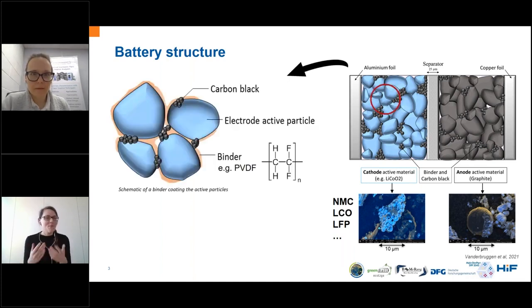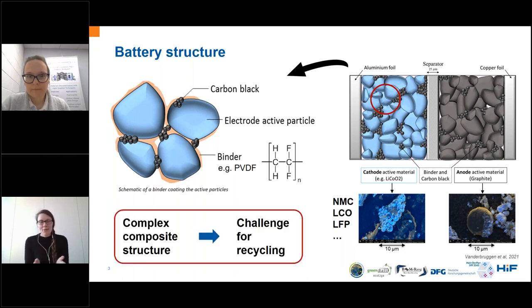And if we then zoom in a bit more, then on the left, you can see a structure. So the blue particles would be the electrode active particles from our cathode. And the tiny black dots that you see, this is the carbon black. So this is really, really fine carbon in a nanometer range, which is covered, or basically the electrodes are coated with this to increase the conductivity. And then you also see like an orange shade surrounding the particles, which is the binder, which basically is used to hold everything together. For example, here PVDF is used, but there are also other binders commercially used in the industry.